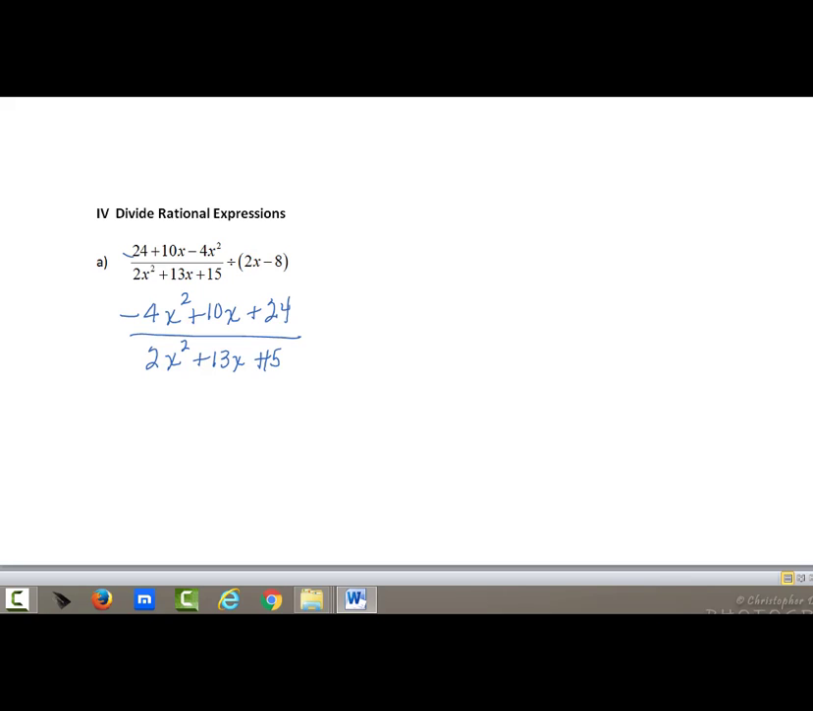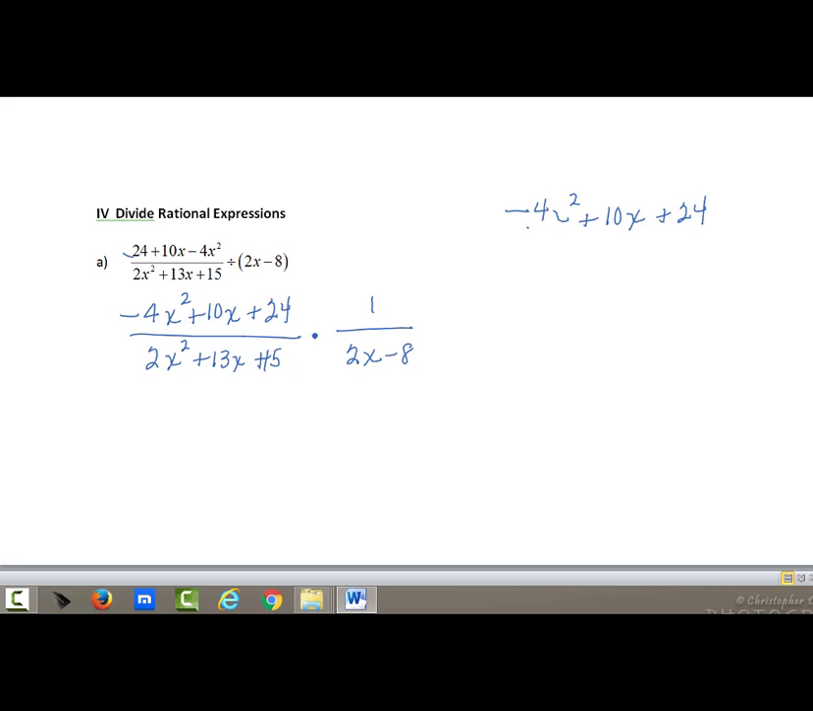And now, anytime you divide by a fraction, you multiply by the reciprocal. So the reciprocal of 2x minus 8 is just 1 over 2x minus 8. Now that it's a multiplication problem, I'm going to go ahead and factor. And I'm going to factor the numerator off to the side because this requires a little bit of work here. So when I factor, I'm going to factor out a negative so that it'll be easier to factor the remaining polynomial.